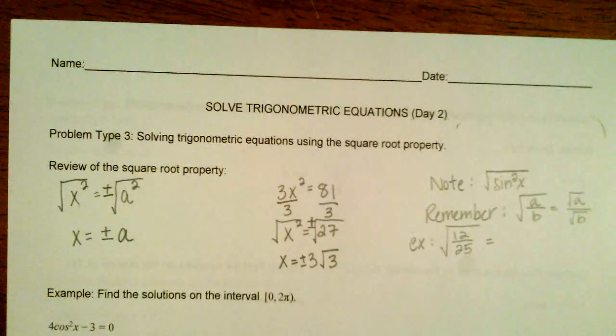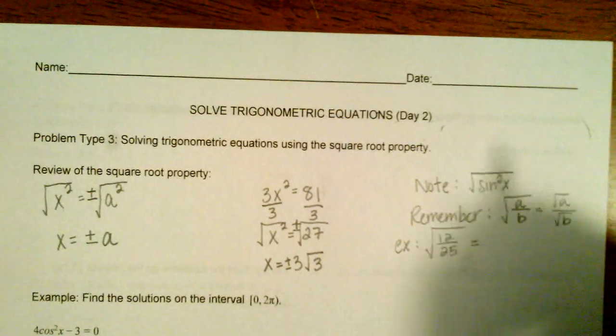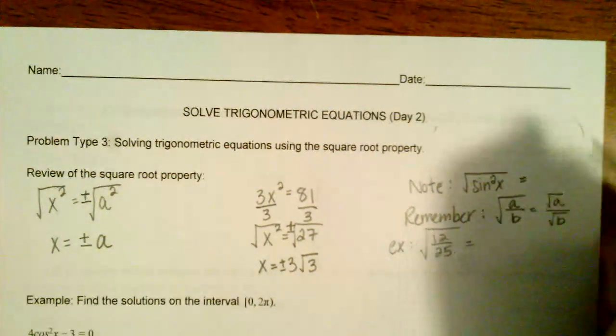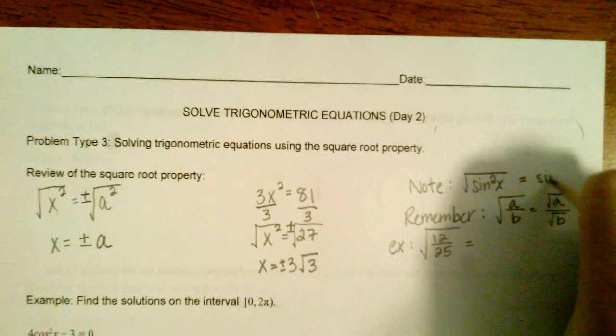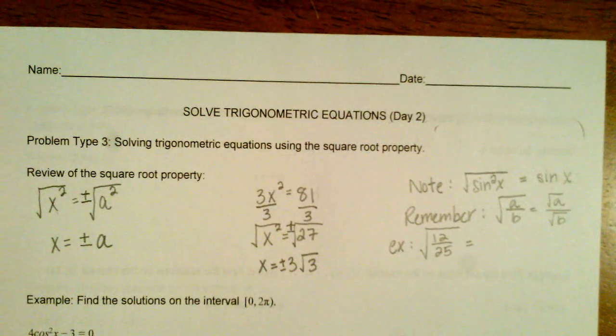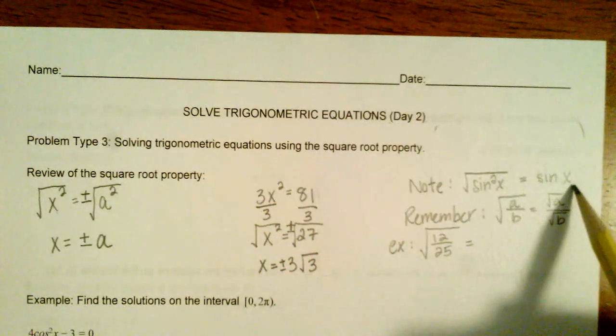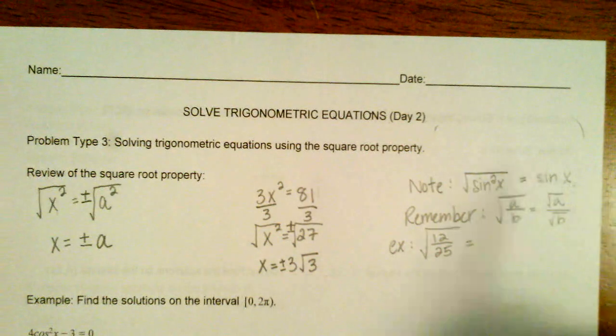The square root of sine squared x is going to be sine of x. We're not going to put the plus minus on that. We're going to put the plus minus on the numbers part. This is the variable part because it contains the x.